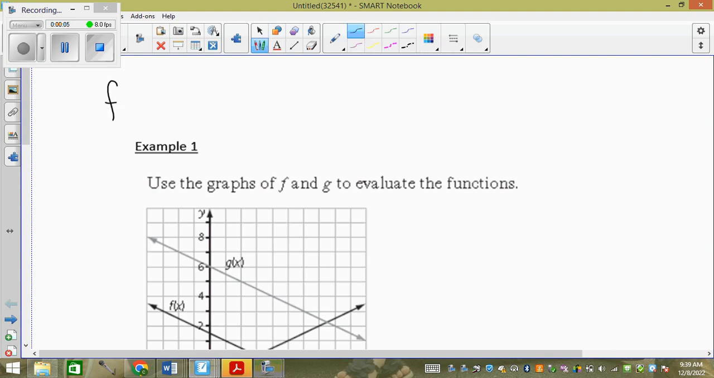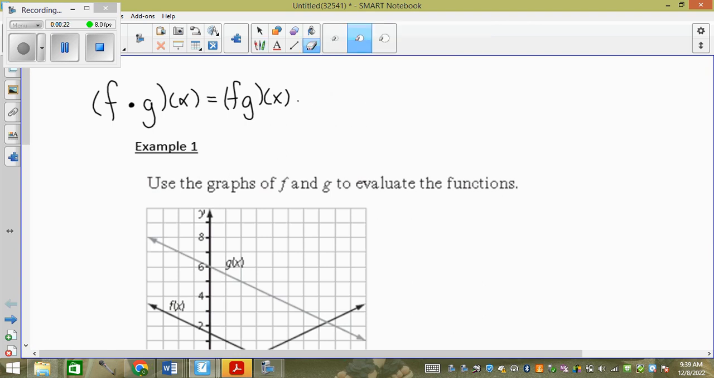Multiplication looks like this. This is just f, which can be written like this: f of g of x, or f times g. Oh, I'm going into my f of x times g of x, right? That's multiplication, which should not be mistaken for this.